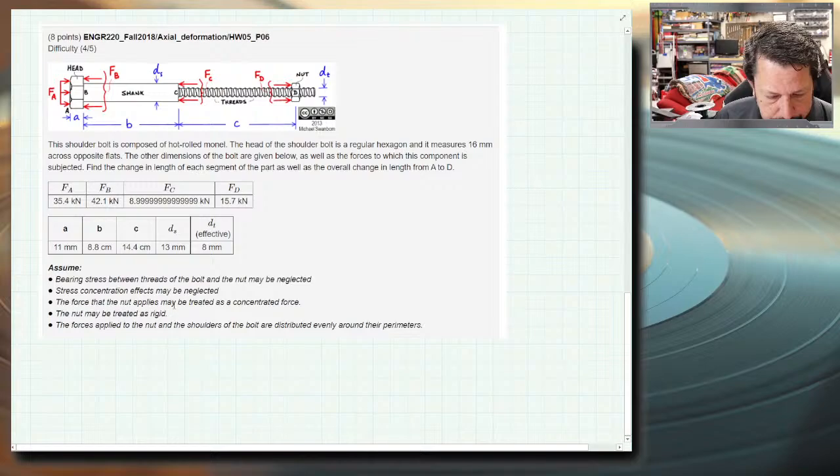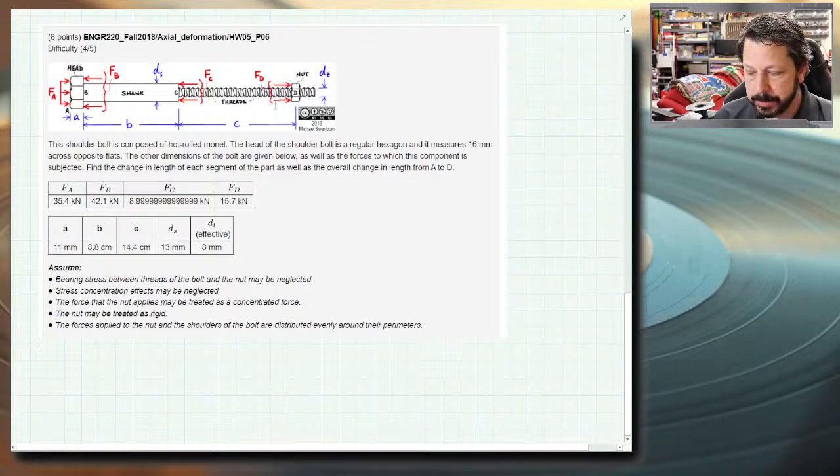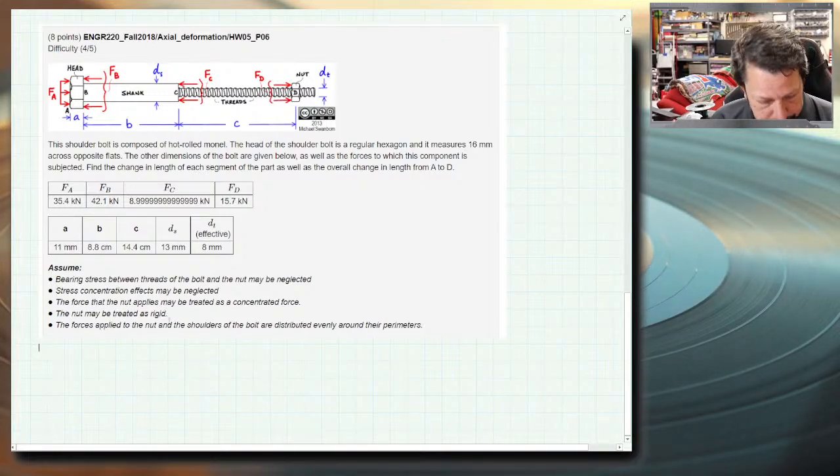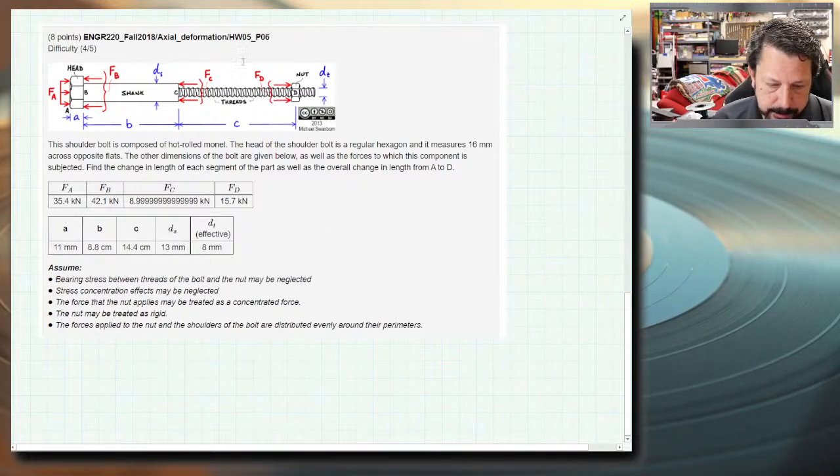The force that the nut applies may be treated as a concentrated force. So you see FD over here, it's shown as 2 different arrows, but you can treat that as a single force. You don't have to try and do 2 different arrows. The nut is rigid, so we don't have to worry about the nut compressing or anything like that. The forces applied to the nut and the shoulders of the bolt are distributed evenly. So same thing where they show 2 different forces, but they have this brace that is connecting those forces. In the FA, they actually show it as a distributed force that has the arrows connected together.